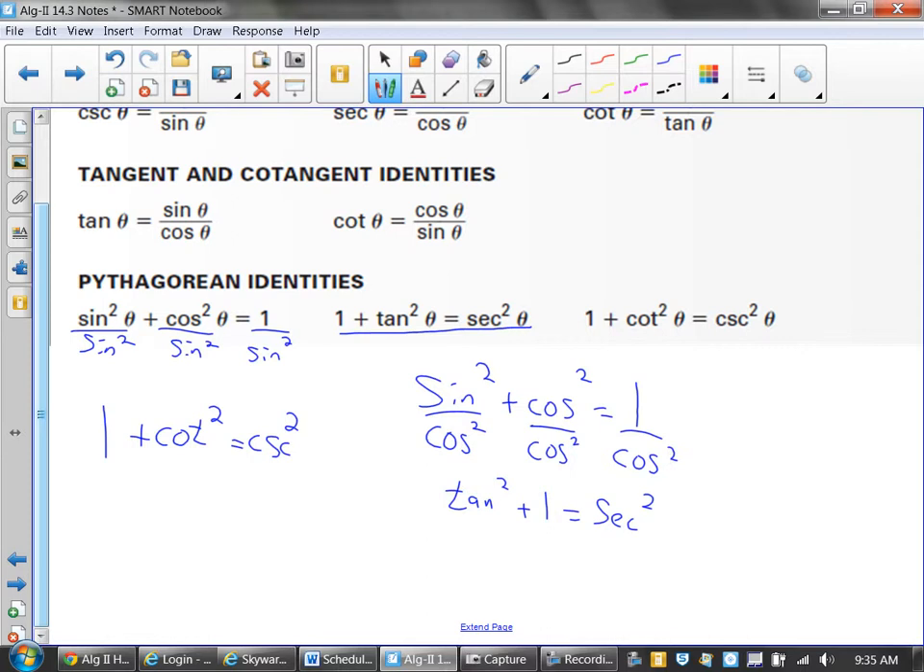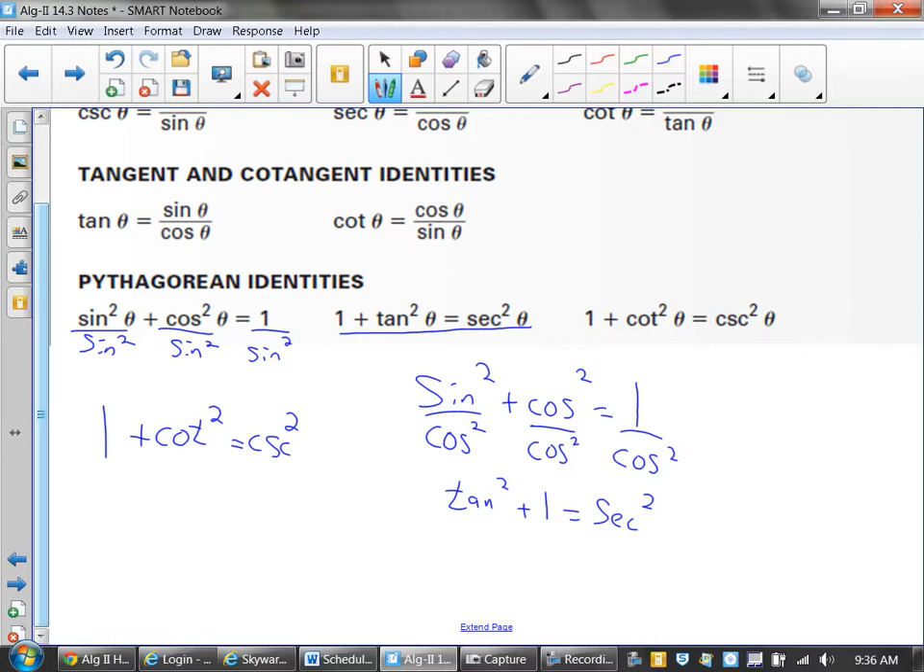Like I said, you're probably never going to have to memorize those last two, that 1 plus tangent squared is secant squared, and 1 plus cotangent squared is cosecant squared. If you remember sine squared plus cosine squared equals 1, you can very easily manipulate it to get the other two. The trick here is you know all of your inverses. You know that tangent is sine over cosine. On any quiz or test, you write it down, just divide it out, and it gives you the other two real quick. So there's really only one new thing we're working on today.